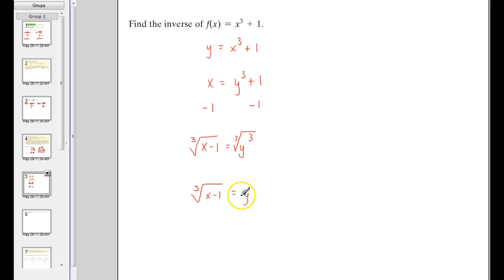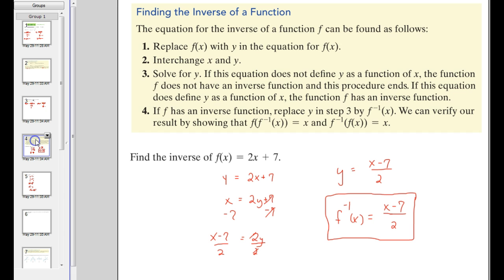So instead of y, I'm going to replace it with f inverse. So f inverse equals the cube root of x minus 1. Make sure you extend your cube root over the 1, because if you don't, it's completely different. So there's replacing f of x with y, interchanging x and y, solving for the new y, and then replacing y with f inverse. That's that 4-step process right there. So get that down, make sure to pause it and practice that.